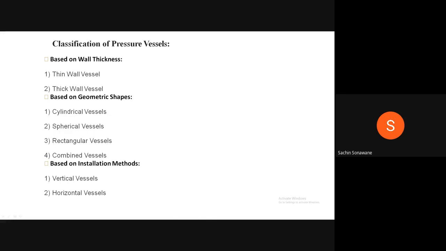Then classification of pressure vessels based on wall thickness: thin wall vessel, thick wall vessel. Based on geometric shapes: cylindrical vessels, spherical vessels, rectangular vessels, combined vessels. Based on installation methods: vertical vessels, horizontal vessels.